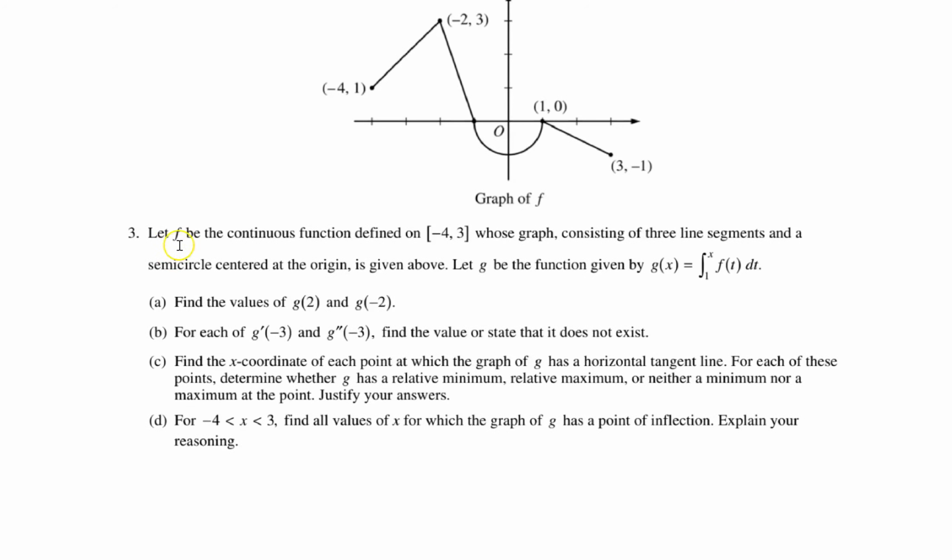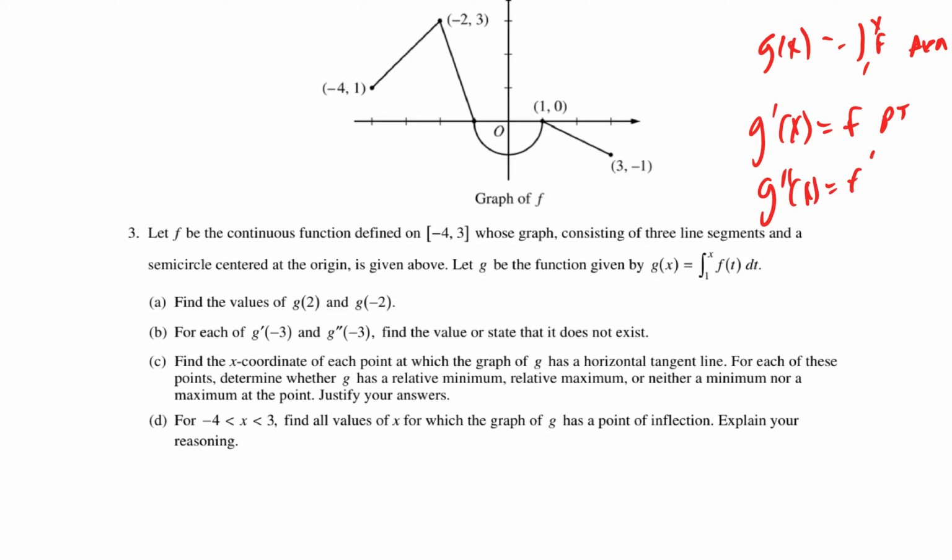So here, let f be continuous on negative 4 to 3, whose graph consists of 3 line segments and a semicircle centered at the origin. Let g be the function that gives us that. And again, I don't care, I do it every single time. G of x equals this is the area. G prime of x equals just f. And g double prime of x equals f prime, which is the slope. Find the values of g of 2 and g of negative 2.